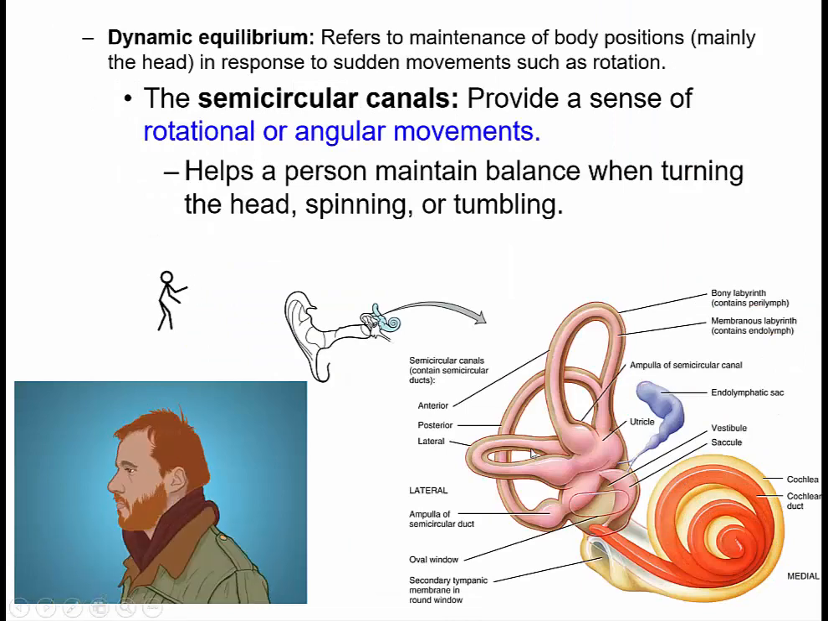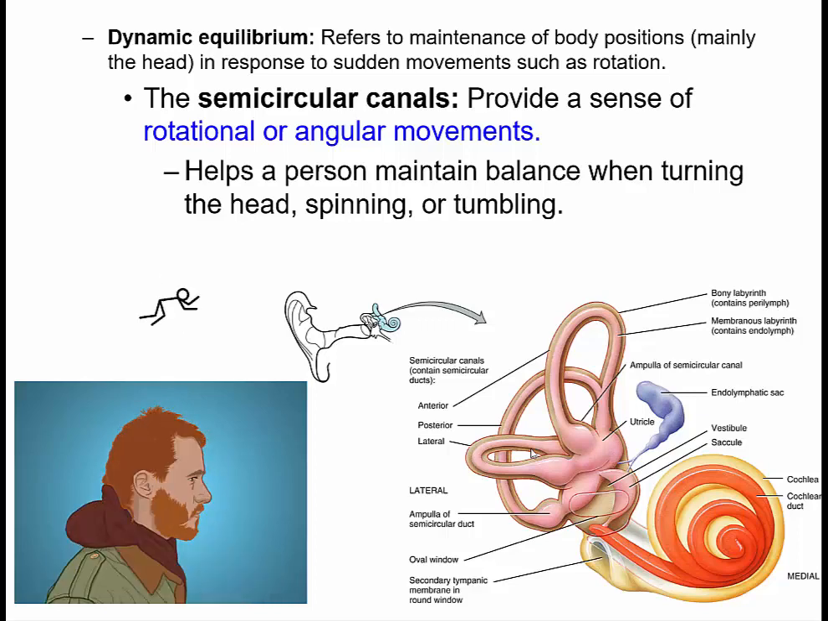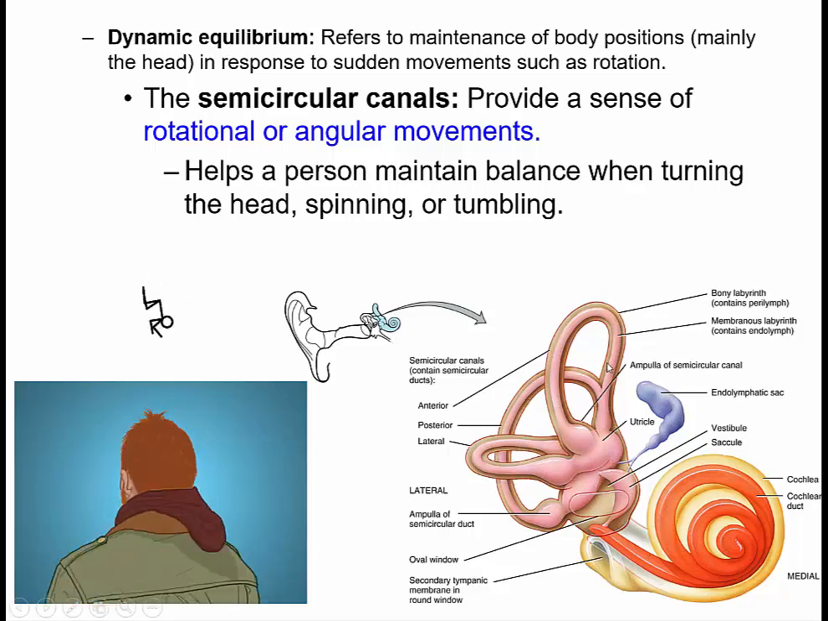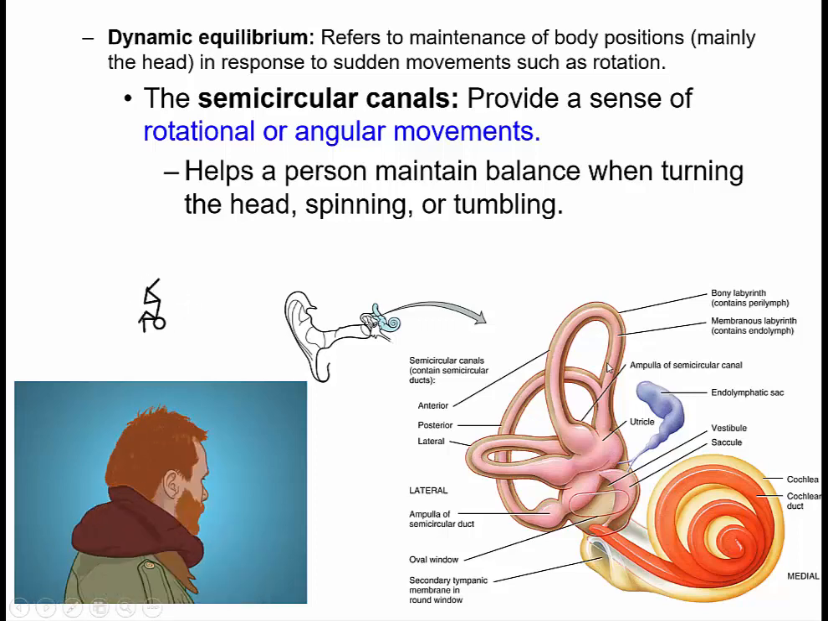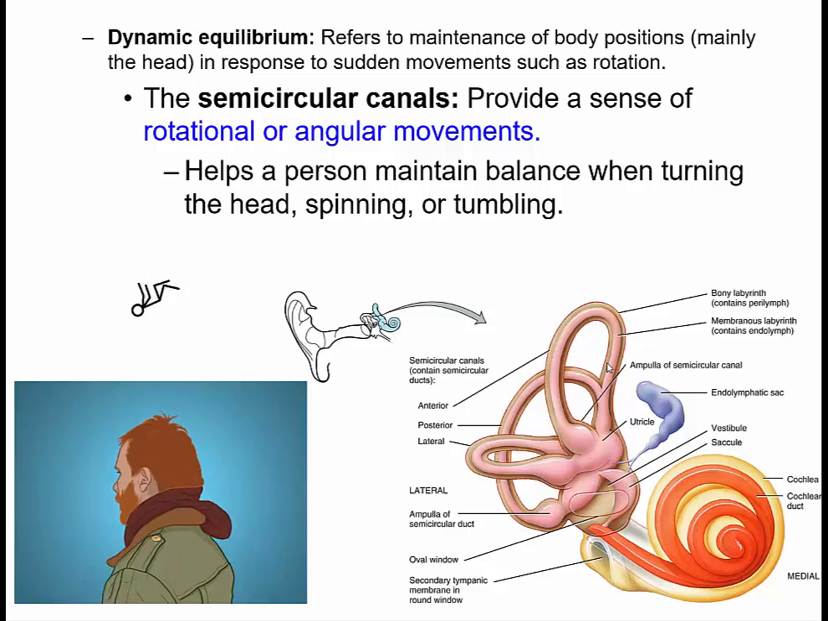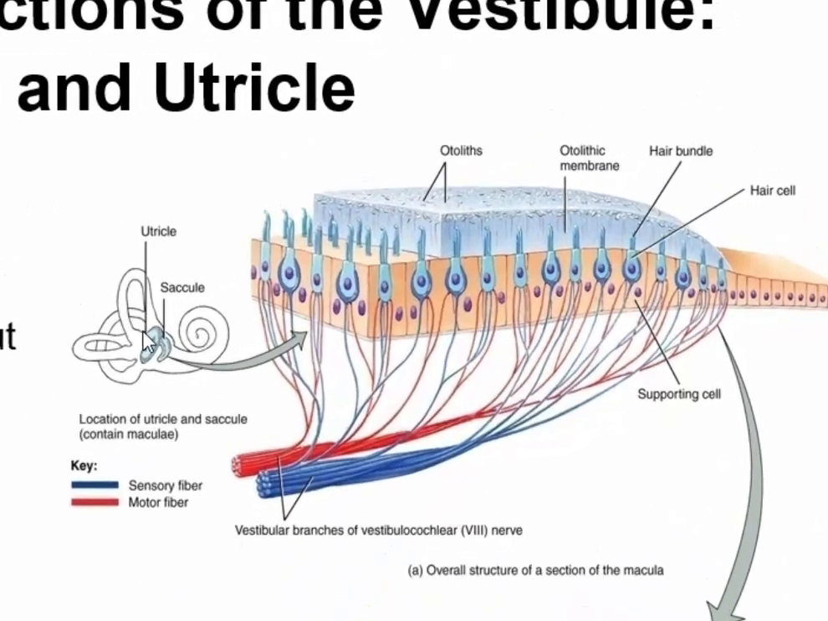Dynamic equilibrium refers to the maintenance of the body position in response to sudden movement, such as rotation. The semicircular canals provide a sense of rotational or angular movements, so they can help a person maintain balance when turning the head, spinning, or tumbling. The vestibule consists of two sac-like otolithic organs, the saccule and the utricle. Here's the utricle and here's the saccule. These function to provide information about linear acceleration and head position.